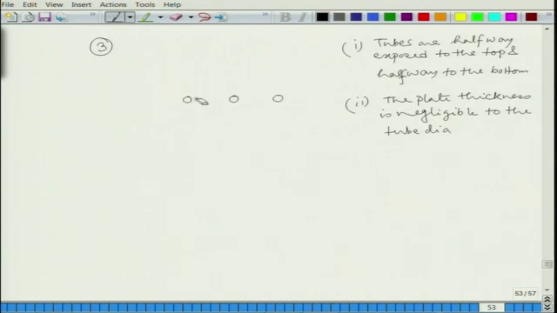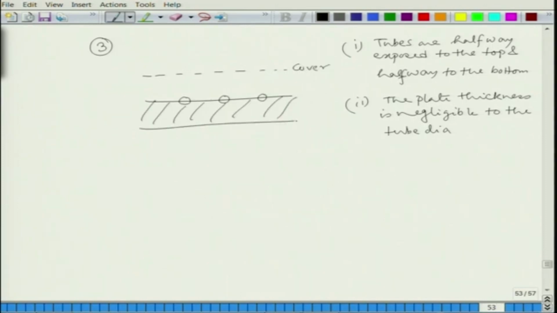Okay. So what we can do, we can redraw this with negligible plate thickness, and we have these tubes, and the rest of the things are the same. Here you have the cover, here at the bottom you have insulation. Again you have some top loss coefficient, some bottom loss coefficient, and this total loss coefficient will be UT plus UB because they are parallelly connected.